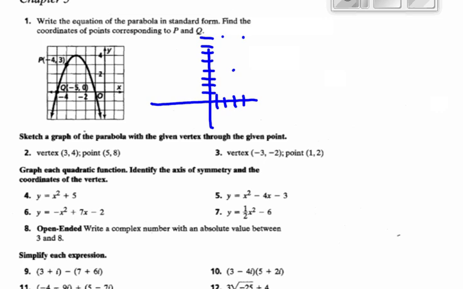Remember, this is called the axis of symmetry or line of symmetry. It splits it right down the middle through the vertex. So that equation is x equals 3 if they wanted the axis of symmetry or line of symmetry. Here they're doing it right here: identify the line of symmetry and the coordinates of the vertex. Okay, so I'm talking about that right now.